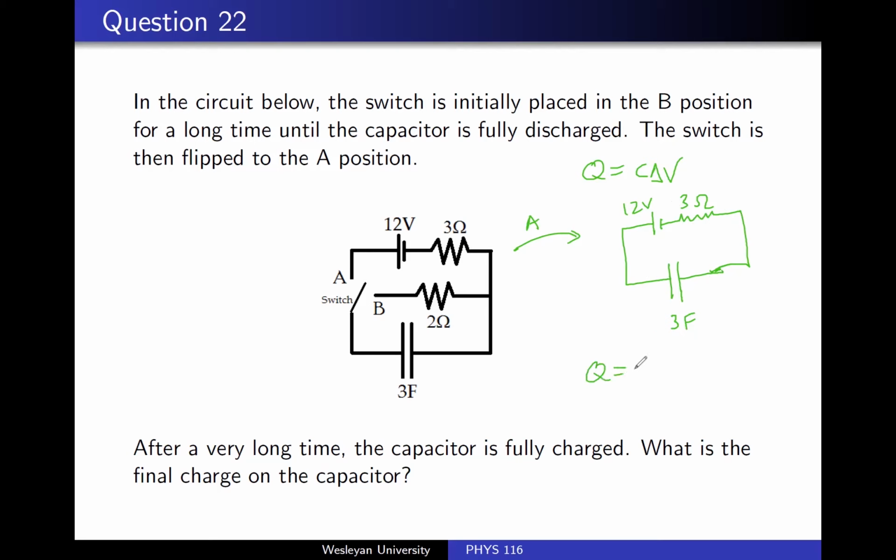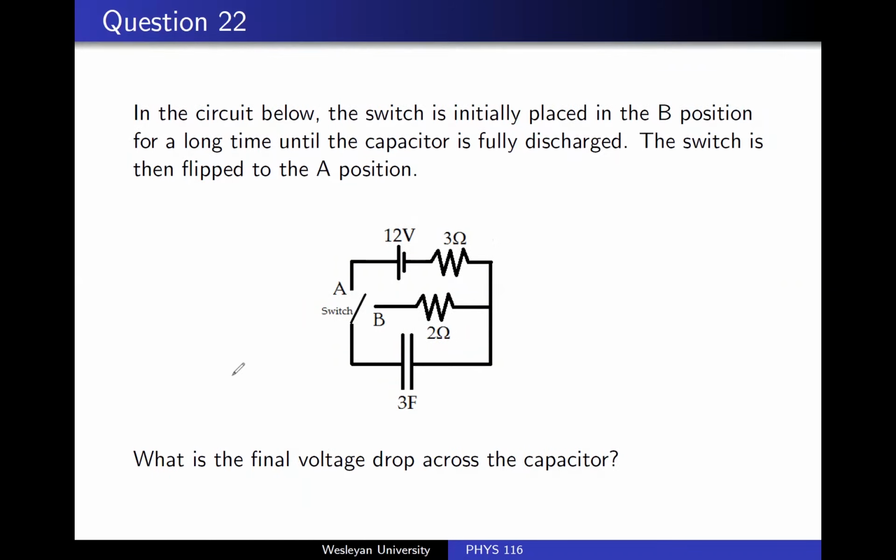And so we can say Q equals C delta V. C is 3 farads, delta V is 12 volts. And so this gives us 36 coulombs as the charge on the capacitor when it is fully charged. What is the final voltage drop across the capacitor?